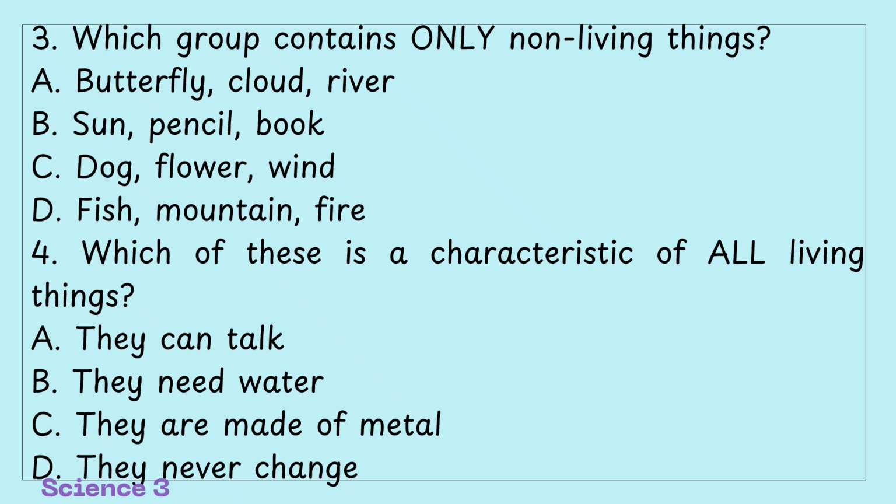3. Which group contains only non-living things? A. Butterfly, cloud, river. B. Sun, pencil, book. C. Dog, flower, wind. D. Fish, mountain, and fire. 4. Which of these is a characteristic of all living things? A. They can talk. B. They need water. C. They are made of metal. D. They never change.